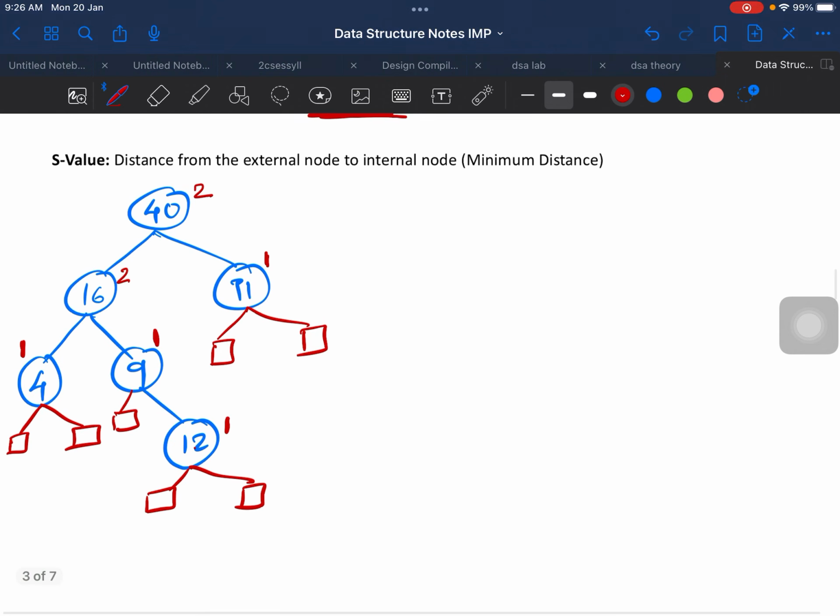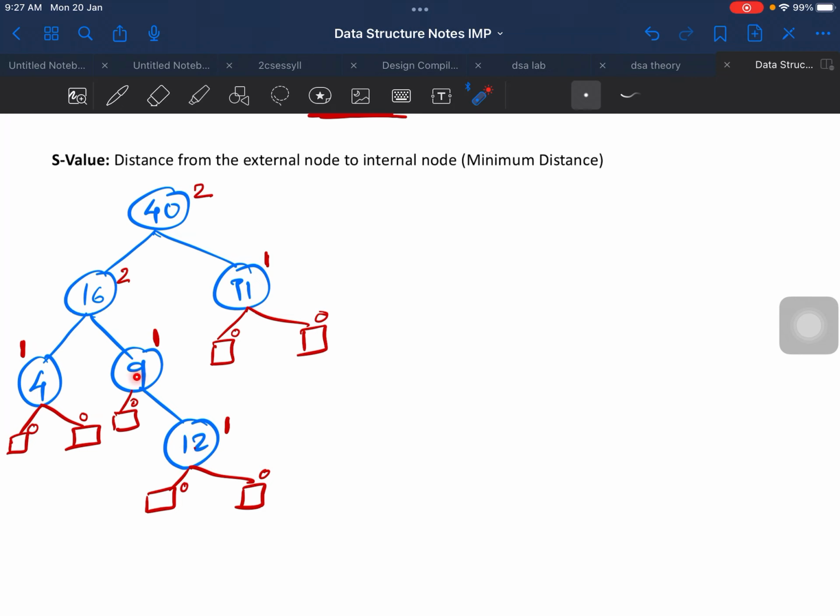Okay, so let's see. Come to this node 12. Node 12 does not have any children. If you are thinking these are the children, these are the external nodes. External node s value is always 0. So this is 0, this is 0, this is 0, this is 0, this is 0, this is 0, this is 0. Now guys, we have to see whether s value of left node is greater than or equal to s value of right node. Yes, it is, so this node is valid.